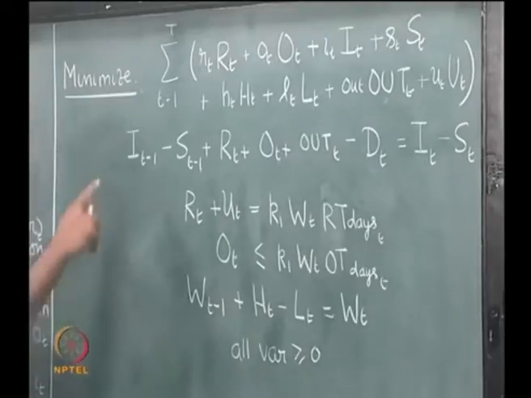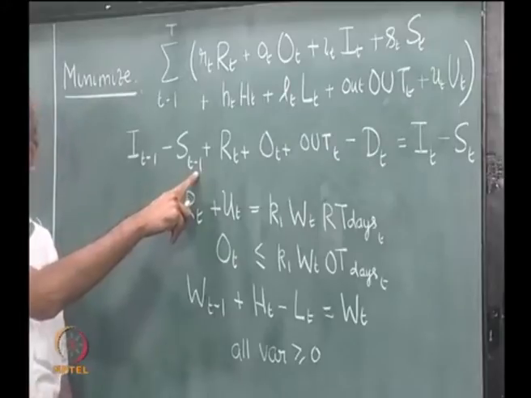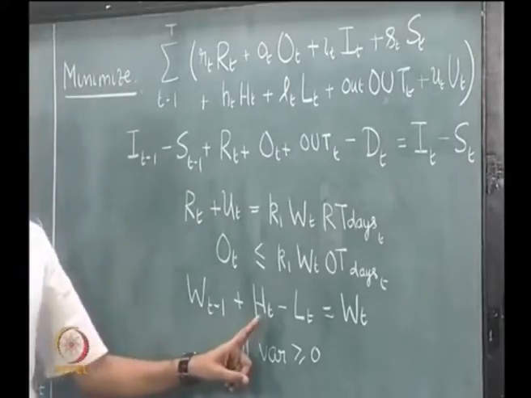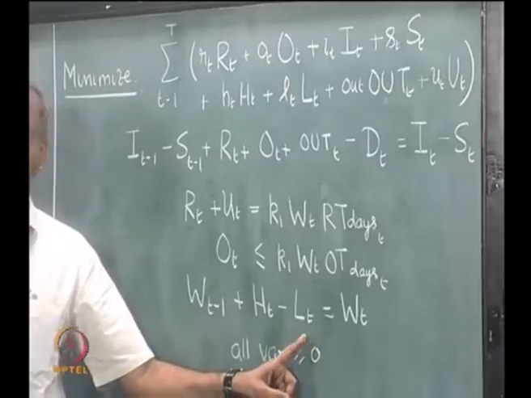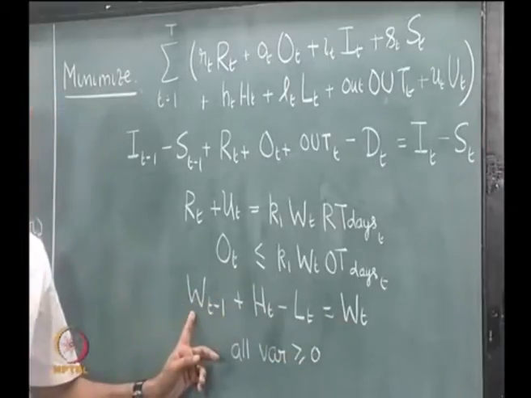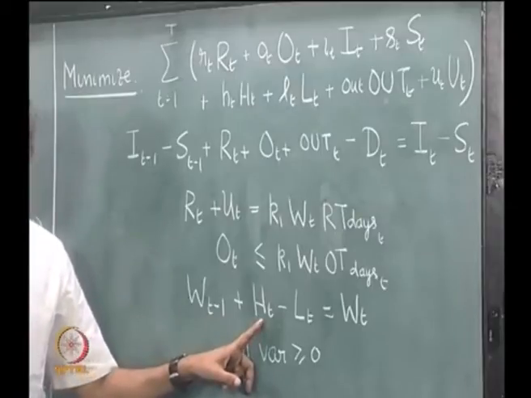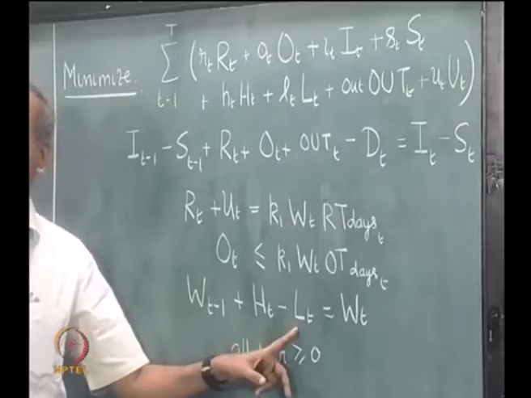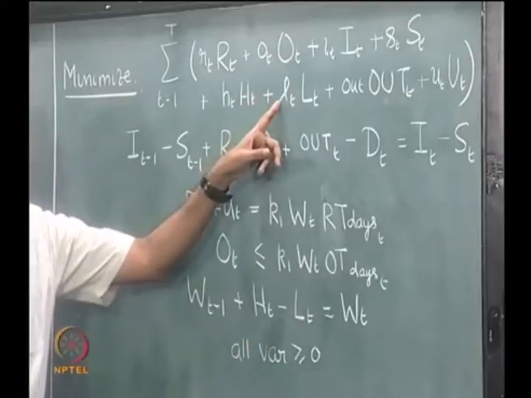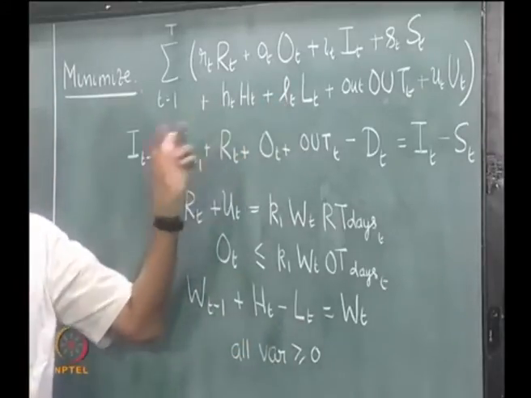We have taken care of that by this IT minus 1 minus ST minus 1 as well as by the HT minus LT. So, if WT is bigger than WT minus 1, HT will take a value. If WT is smaller than WT minus 1, LT will take a value. Both attract costs which are greater than or equal to 0.